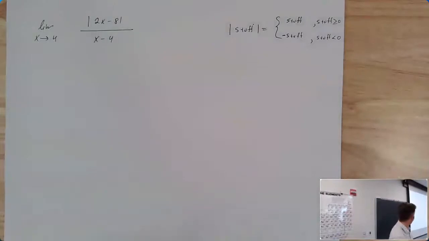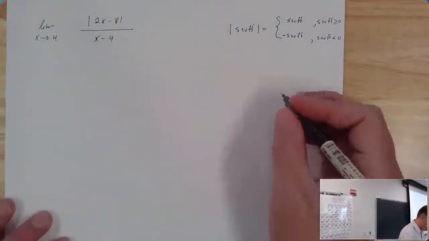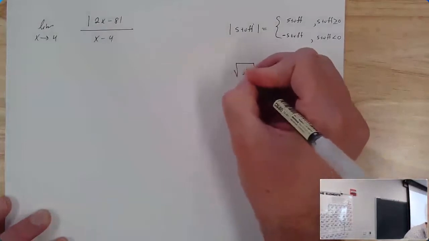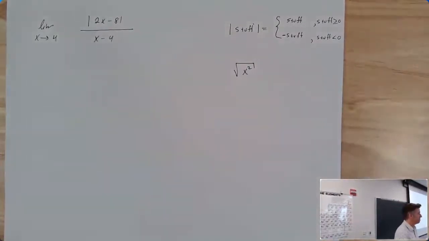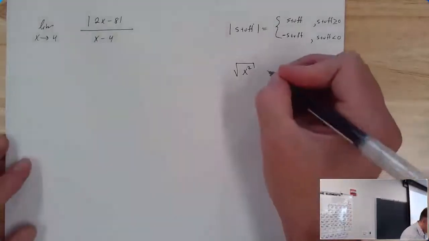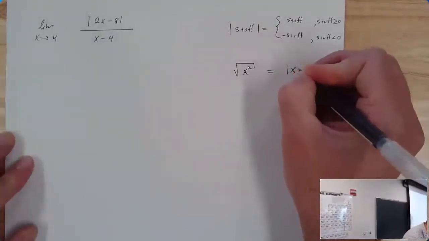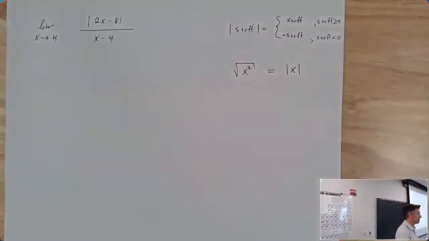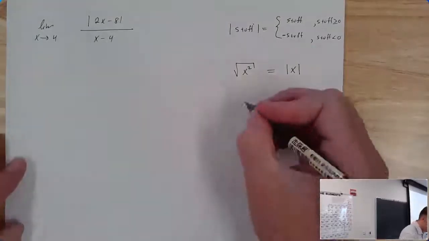Also, yeah, I can't help myself. I have to say this. So just so you all are aware, the square root of x squared isn't x. It's x sometimes, but it's negative x sometimes. The square root of x squared is the absolute value of x. Here's how I always see it.